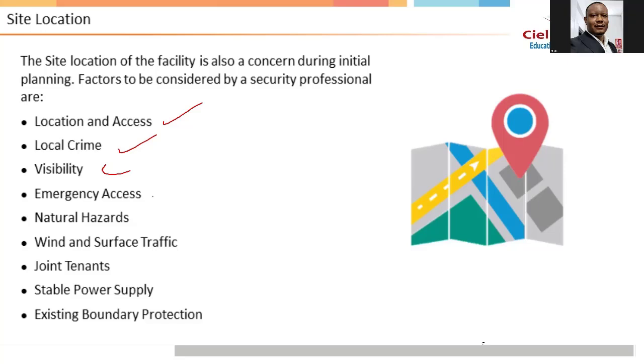Then also emergency access. Is it something that the fire service can come into quickly? Most of the issues with the markets in Lagos is that whenever there's a fire, the fire service cannot even navigate or access the place. It's one big wahala because the place is overpopulated, with poor road networks, and poorly planned. These are things you put into consideration in your site location. If emergency evacuation, rescue, or response has to be implemented, how accessible is it? Is the place prone to natural disasters, typhoons, earthquakes, tornadoes, and also flooding?